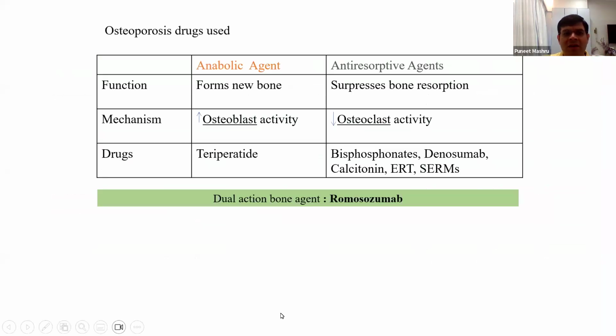So we have anabolic agents, anti-resorptive agents, and there is a newer medicine, a newer injection called romosozumab, which is going to be available in India shortly, which has a dual action, anabolic and anti-resorptive effect.